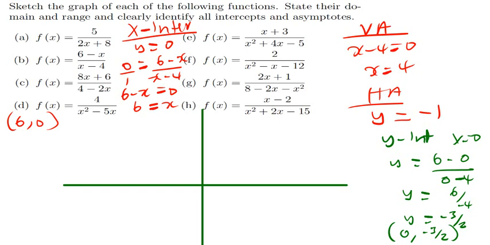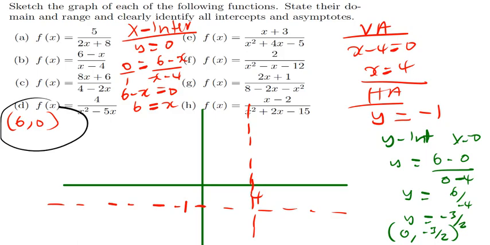There we go. What is our x-intercept? Also, the vertical asymptote is that x is equal to 4. I'll put 4 here and draw a line cutting at 4. y is equal to negative 1. I'll put negative 1 here and draw a line cutting negative 1. The first point that we have: x is 6, y is 0.